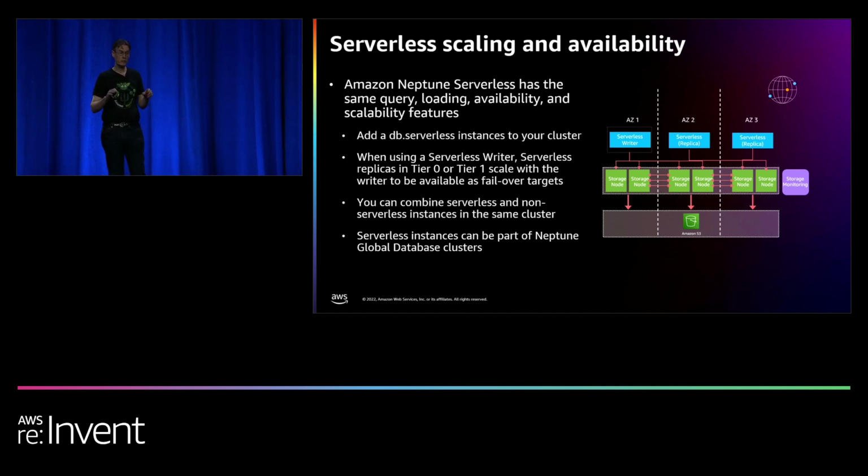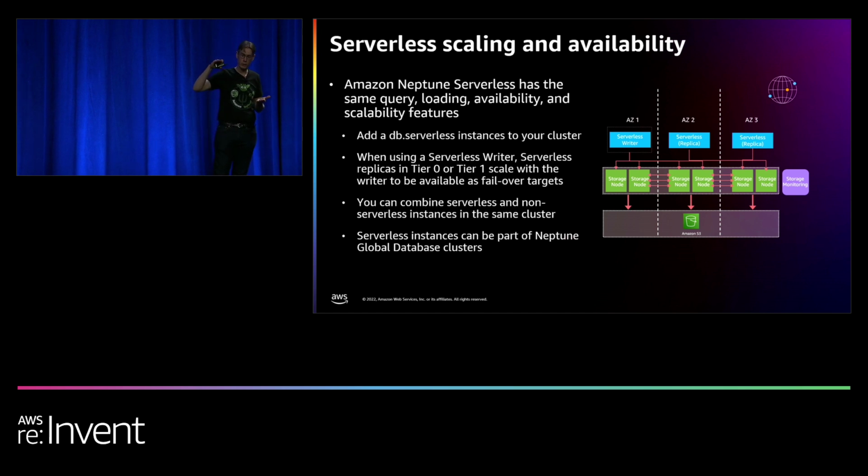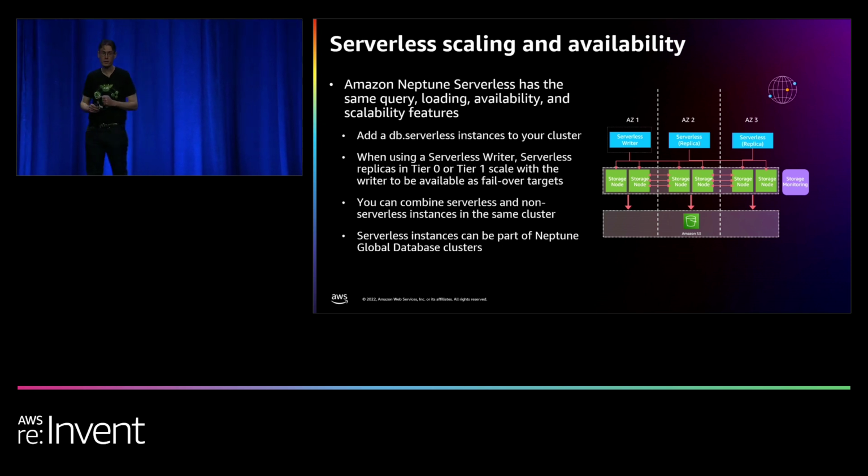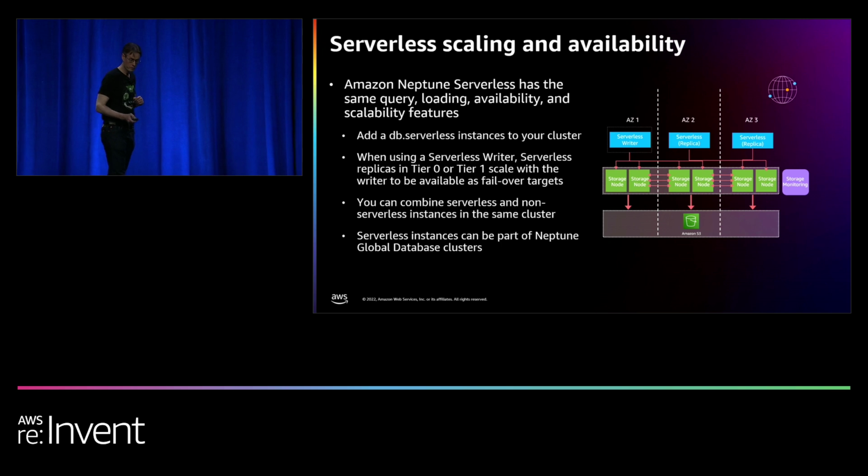If you have instances that are serverless and writers and also in the replicas, and they're in tier 0 and tier 1, the system will automatically keep those serverless readers scaled to the same level as the writer. And the reason that it does that is to allow you to maintain the high availability and fast failover time. In the case that the writer becomes unavailable, you can immediately fail over to a reader that's scaled to the right capacity. And of course, it also works with Neptune Global Database.